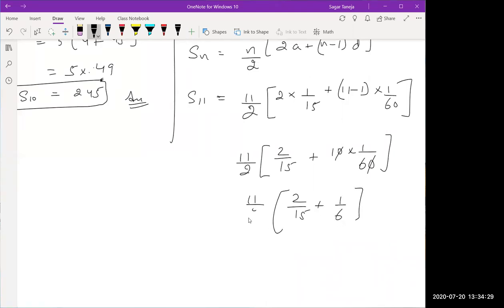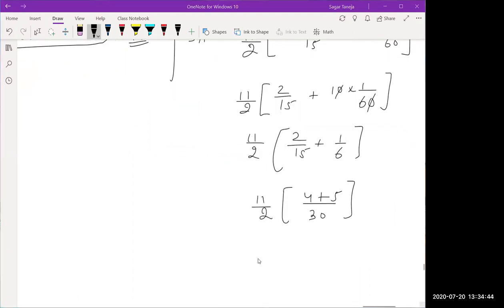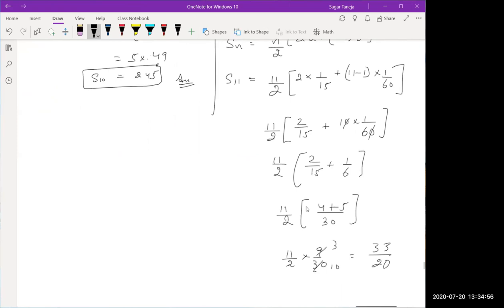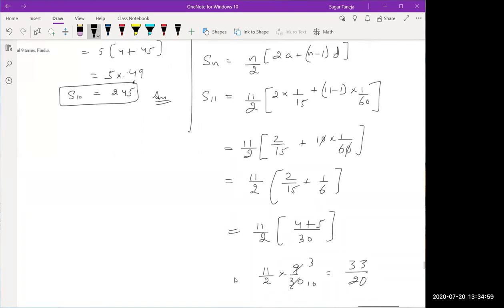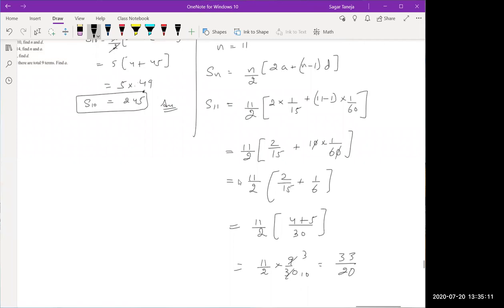Again, just take out the LCM. LCM now will be 30. 4 plus 5, so it is 9 by 30. 3, 10, 33 by 20. Is it your answer if you've calculated? So this is the correct answer.